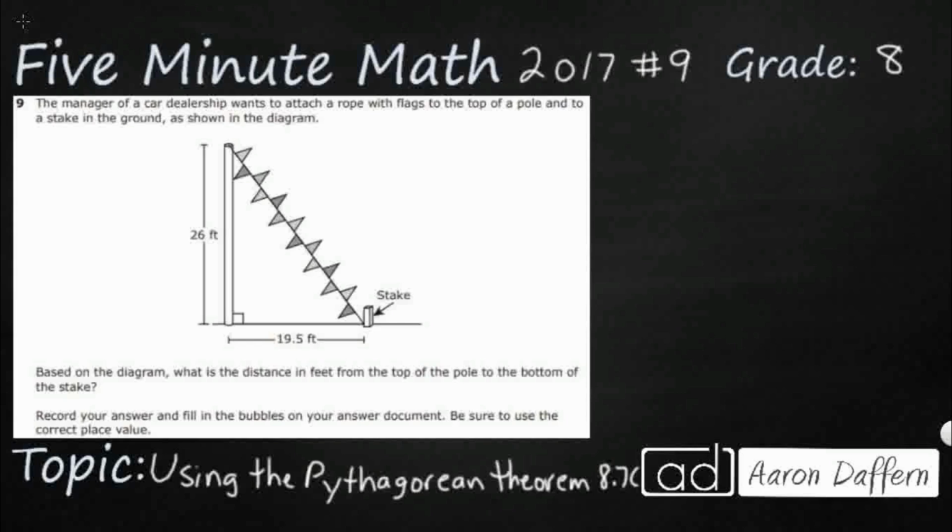So we have a car dealership. We've seen a rope with some flags, and most of us have probably seen this all around. It's supposed to draw your attention. But as you can tell, this is actually making a right triangle between the stake that's used to hold it down and the very top of that pole right there. And so we need to find the distance in feet from the top of the pole to the bottom of the stake. So we're looking for this right here.